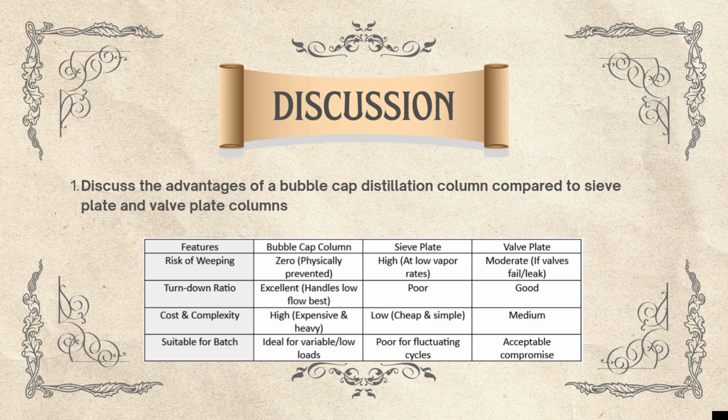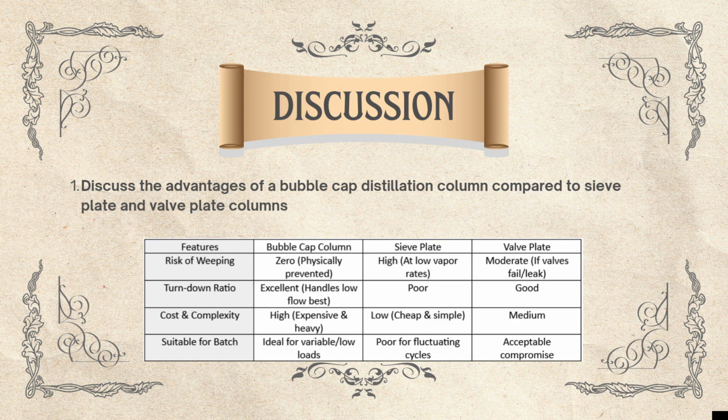Alright, so for discussion, number one, discuss the advantage of a bubble cap distillation column compared to sieve plate and valve plate columns. So the answer is the comparison of three types highlights why the bubble cap tray is uniquely suited for the highly dynamic nature of batch distillation over sieve and valve plates.